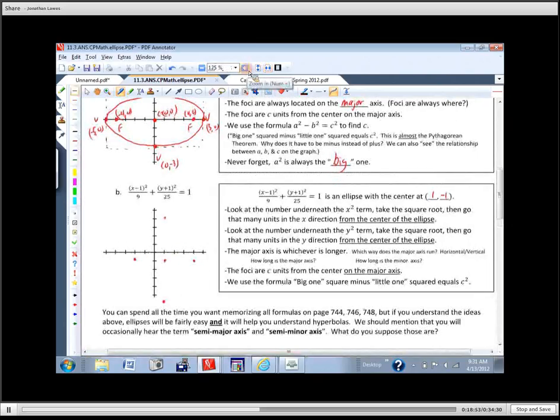So I'm going to draw this little box around here. That'll help me draw the ellipse and help make it look right.